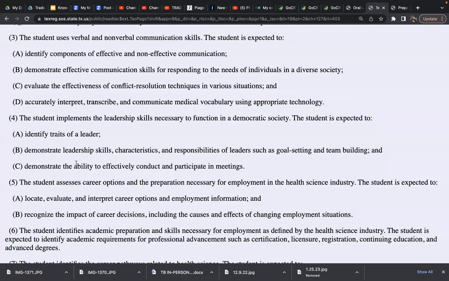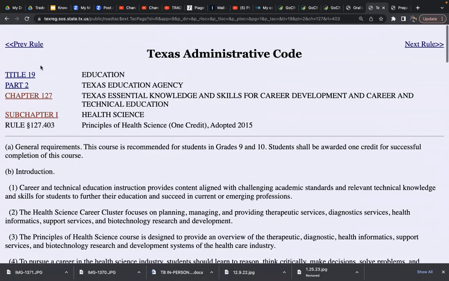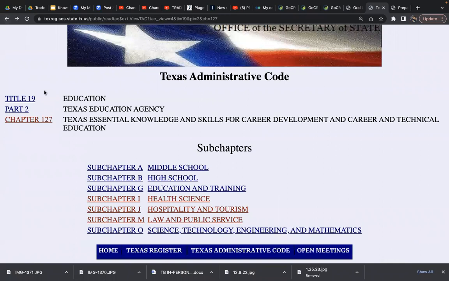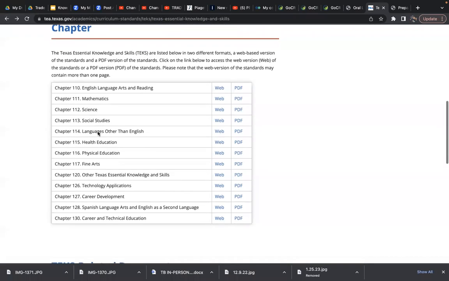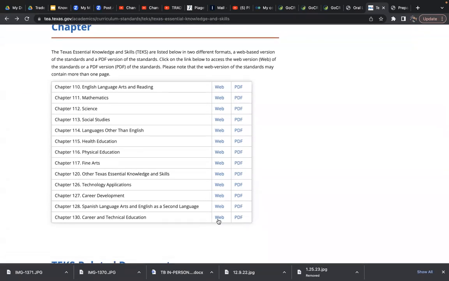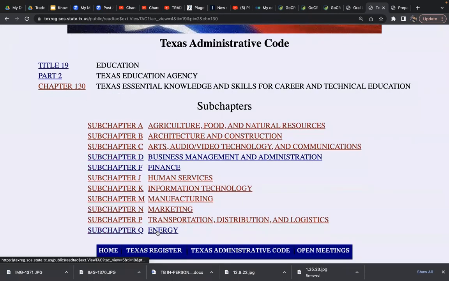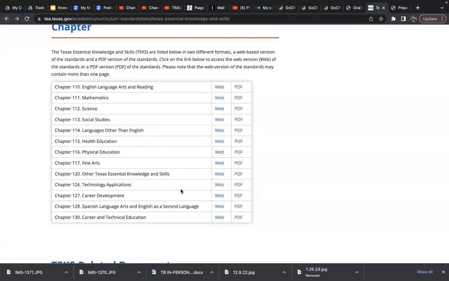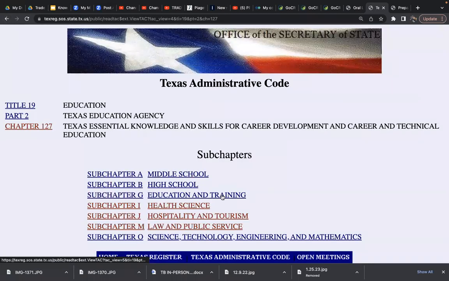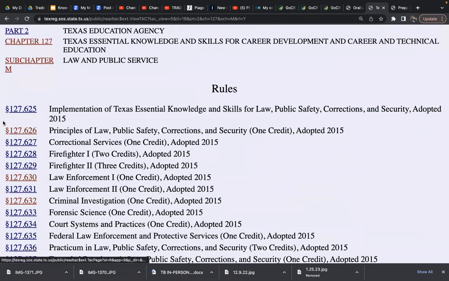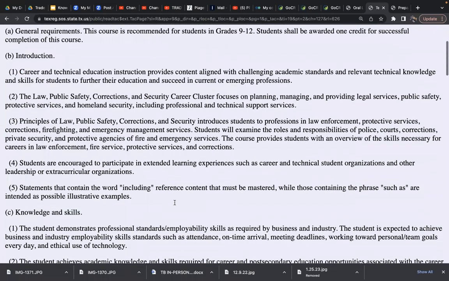And if we go to, okay, here's health science. I'm going to get out of here and go to our TEKS. As I told y'all, these are career development and career and technical education, and here are all the different kinds: agriculture, food, human resources, manufacturing, marketing, energy, finance, law, public service. So let's take a look at the principles of law.